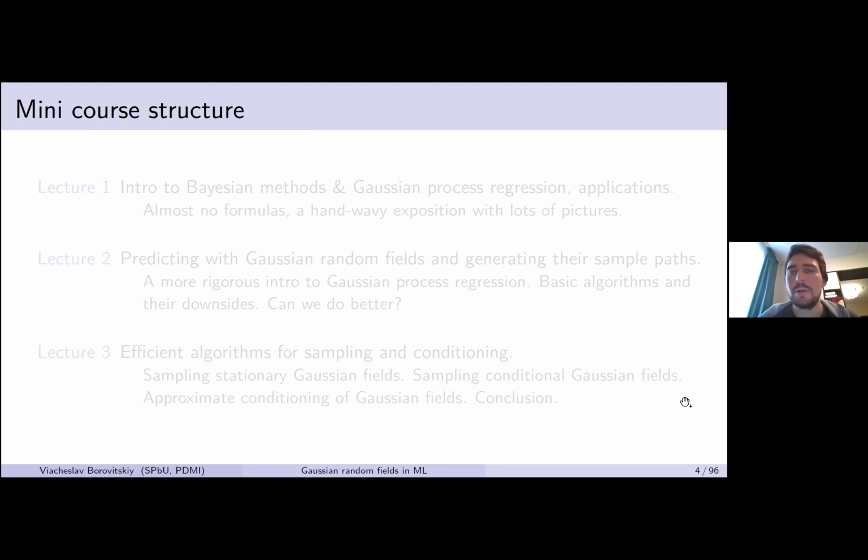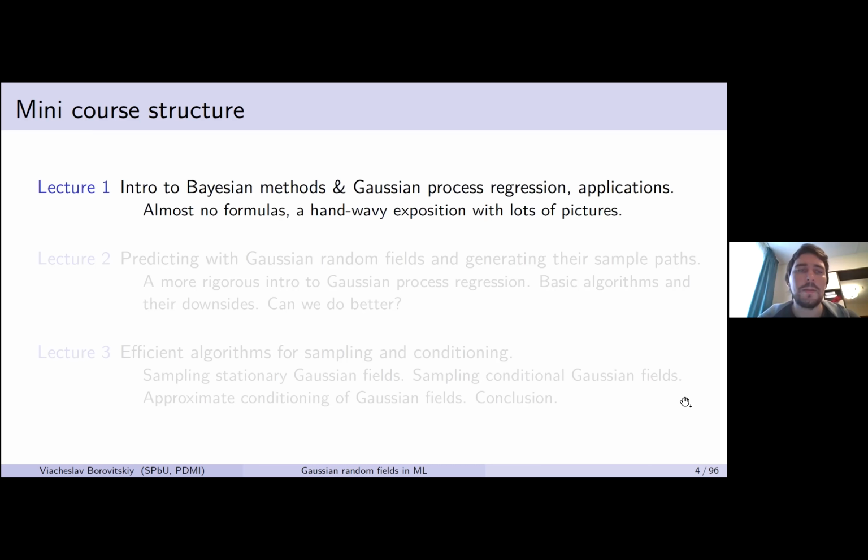In this mini course, there will be 3 lectures. In the first one, which is today, I will give some introduction to Bayesian methods and Gaussian process regression, the main algorithm based on Gaussian processes in machine learning. And I will talk a great deal about applications of these methods in real-life problems. Today, there will be almost no formulas and somewhat hand-wavy exposition with lots of pictures. So it's planned as an overview, relaxing talk for today.